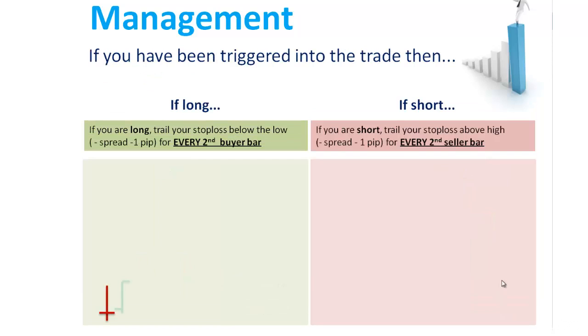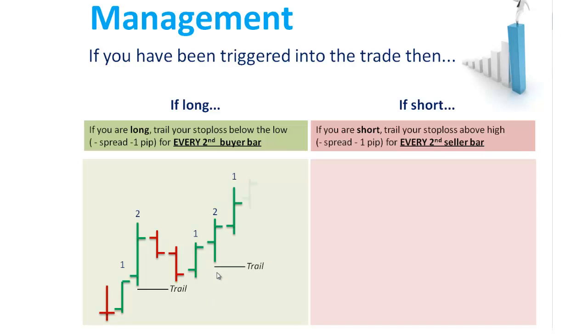So, just to depict visually the management of these smash bars, if you're long and we're going to trade off the back of a bearish pin bar reversal off a level of support, we're triggered into the trade, we trail just below the low of every second buyer bar minus spread minus a pip. So we trail just here, just below the low of the second buyer bar minus spread minus a pip, and we have a seller bar here, doesn't matter. Then we have another buyer bar 1, and then buyer bar 2. We trail again, minus spread, minus a pip, until we're actually stopped out.